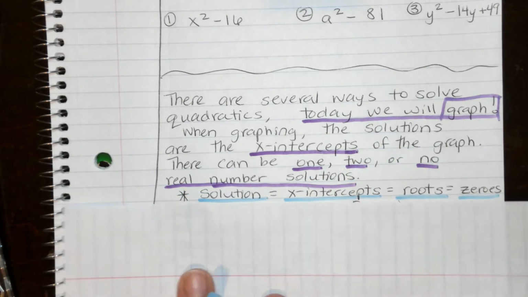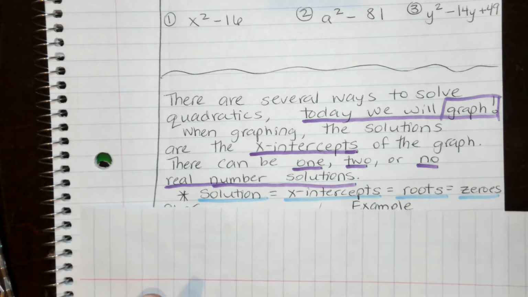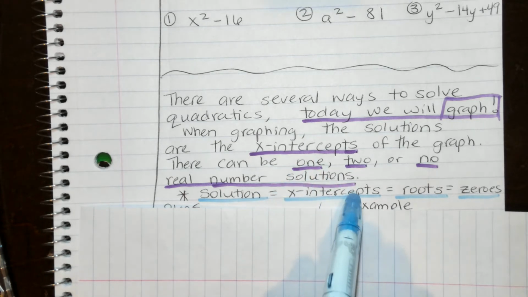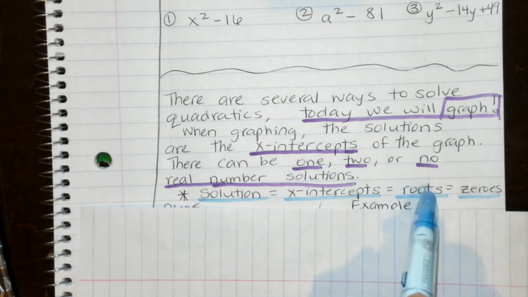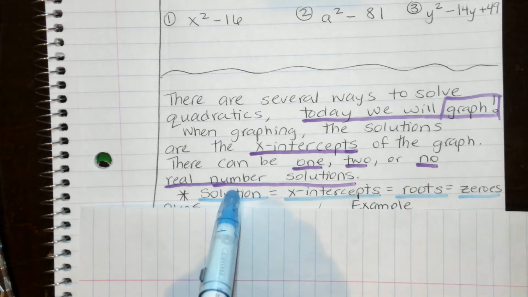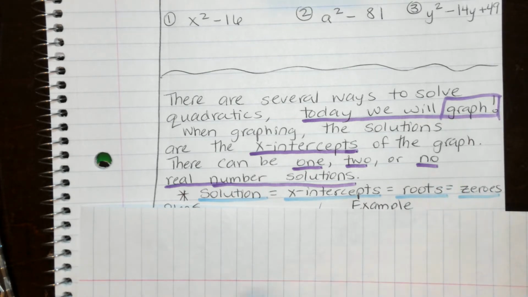Those are the solutions. Also, you might be asked a question in a different way. I want you to know that the solution of a quadratic is equal to the x-intercepts, but there are other names for it too. It could ask you to find the roots, and that means the same thing. The roots are a solution of a quadratic, or zeros. The zeros are a solution of a quadratic.